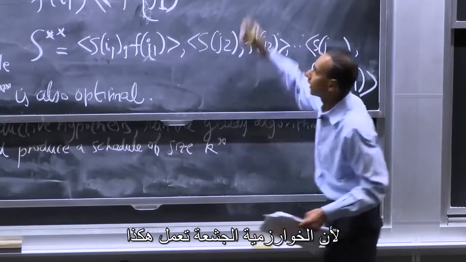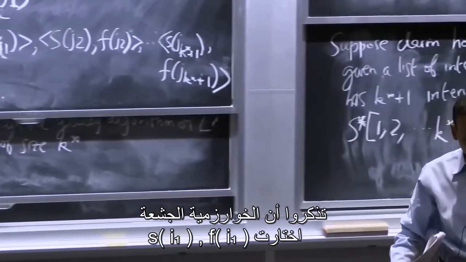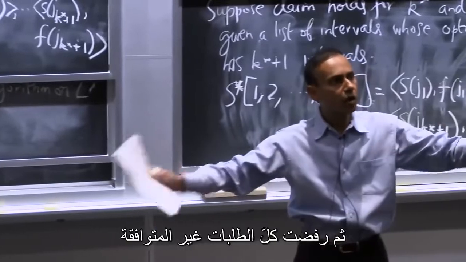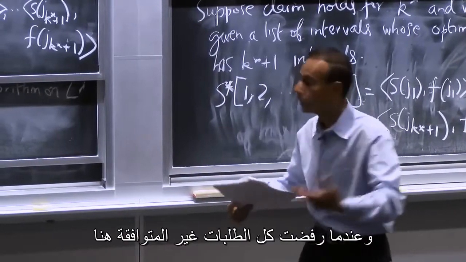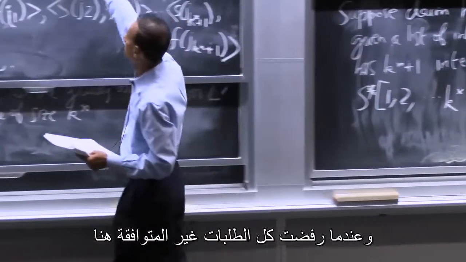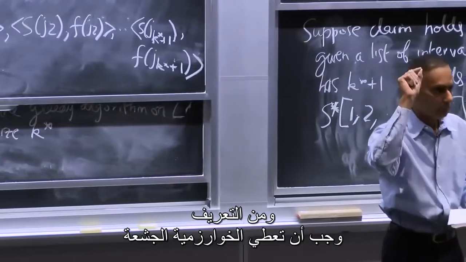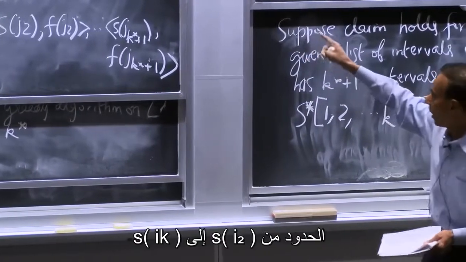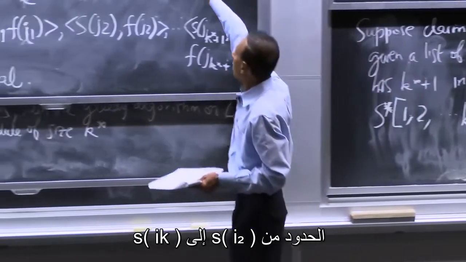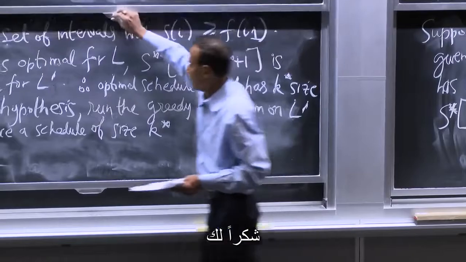Because that's exactly what the greedy algorithm does. Remember, the greedy algorithm picked SI1, FI1, and then rejected all requests that are incompatible, and then moved on. When you rejected all requests that are incompatible here, you got exactly L prime. And by construction, the greedy algorithm should have given me all the way from SI2 to SIK.